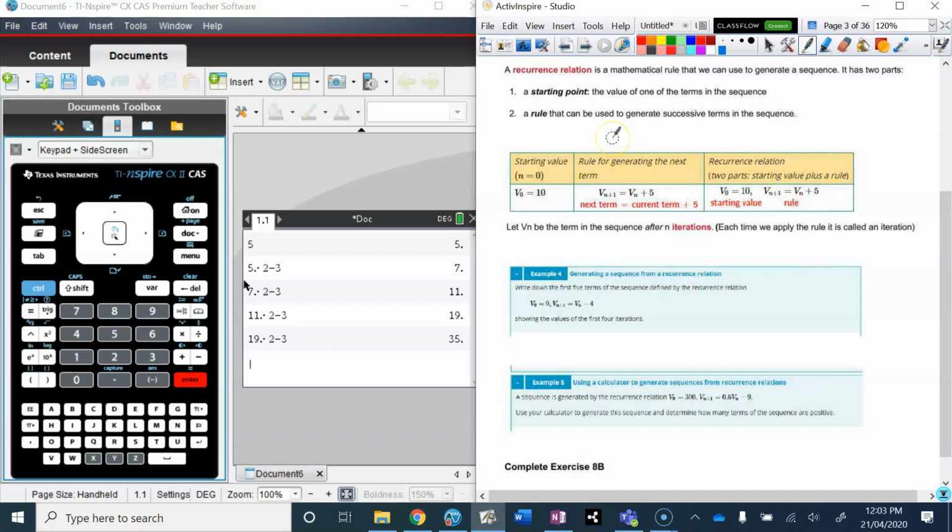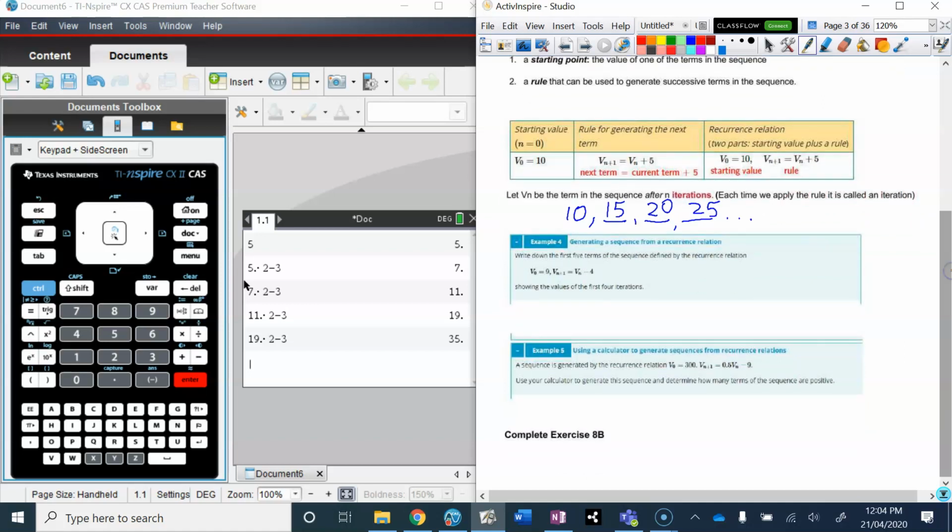So if I was writing that sequence, I know that I start with 10, and then to get the next term and the next term and the next term in that sequence, I know I take the current term and add 5. Now 15 becomes the current term, so I take the current term and add 5. Now 20 is the current term, so I take 20 and add 5. And so on and so on and so on. So each time I do that calculation, I'm performing a recursion.